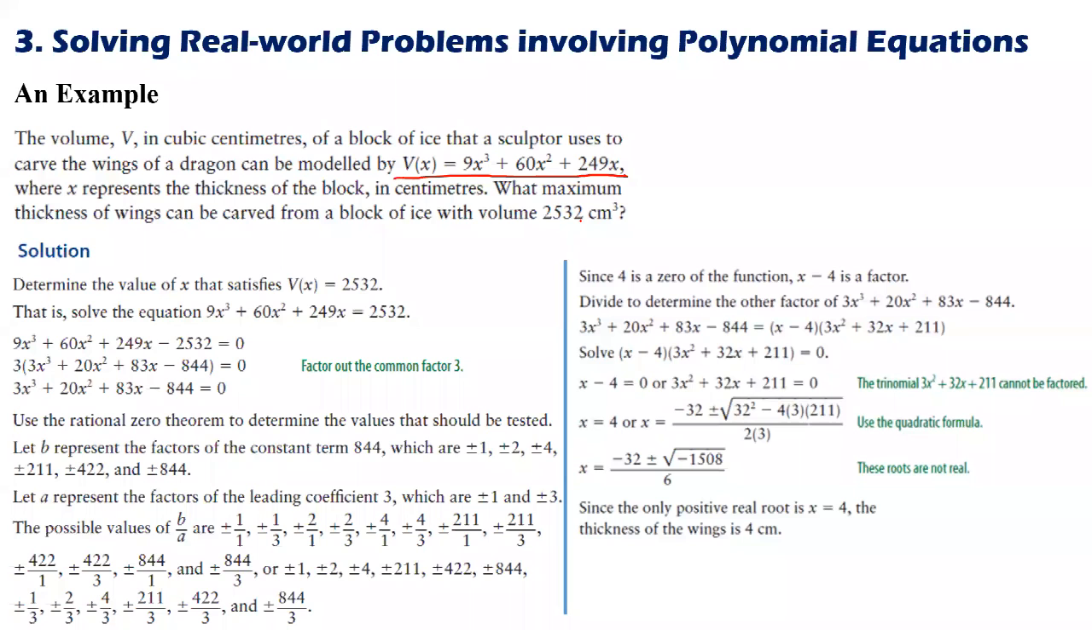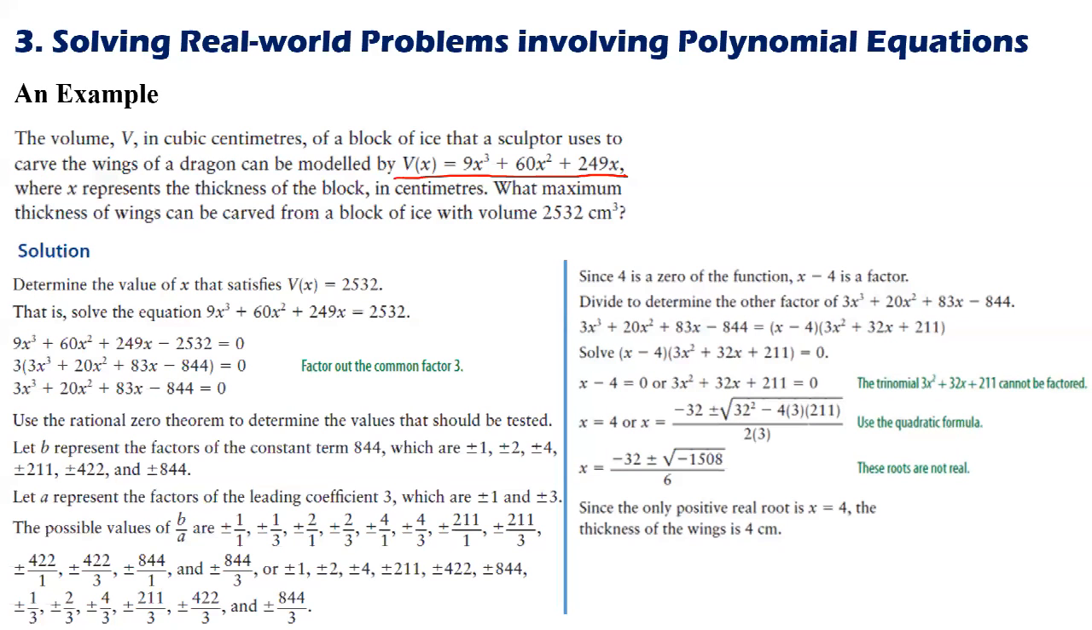So the question is, what maximum thickness of wings can be carved from a block of ice with volume 2532? Okay, so basically in order to solve this real world problem, first step is to model the problem, which is stated in natural language, into mathematical language, right? All right, so let's have a look at the solutions together.